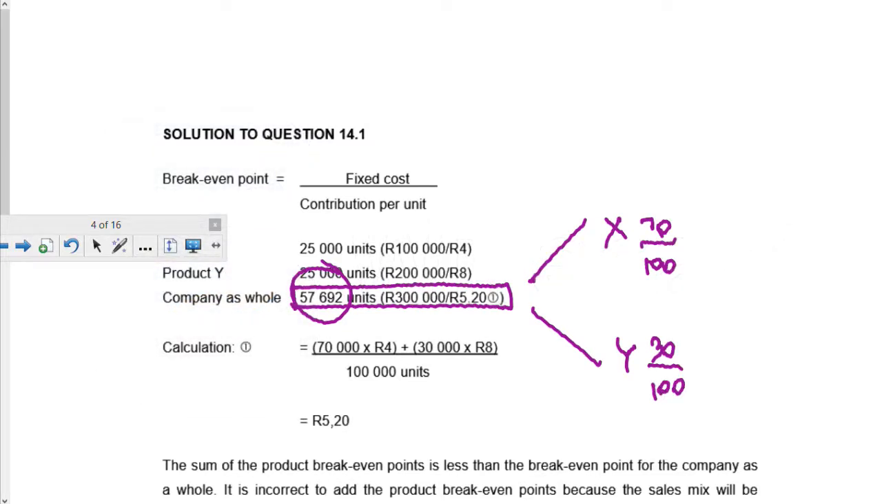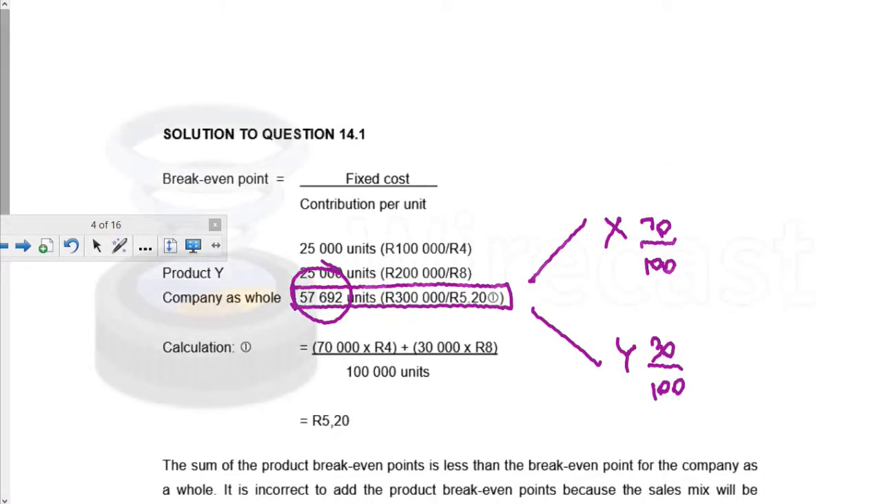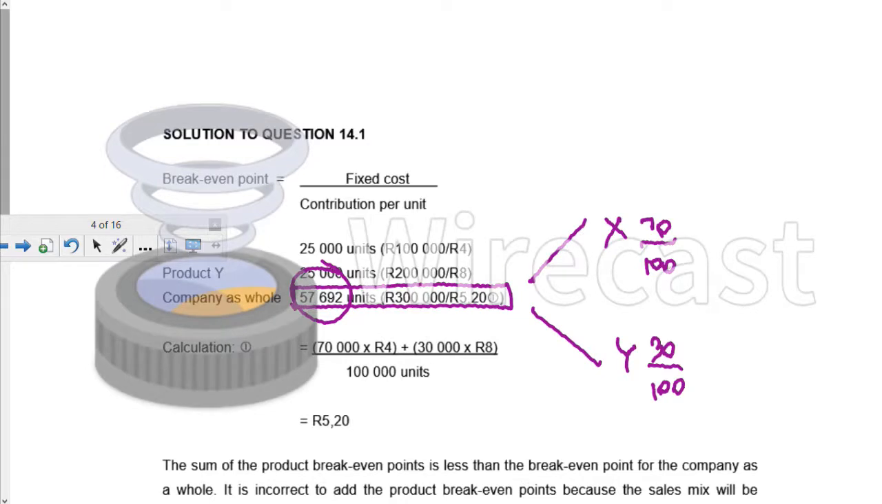So then I take the 57692 and I say 70%, 30%, and then you land up with answers that they don't give you, is it? Yeah, looks like they don't. But let's work that out for ourselves. If they asked you for the break even, you would have to give it, I think, by product.